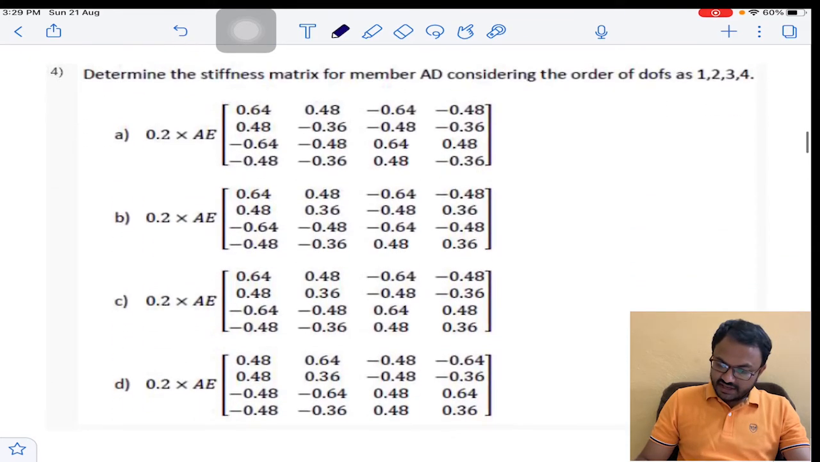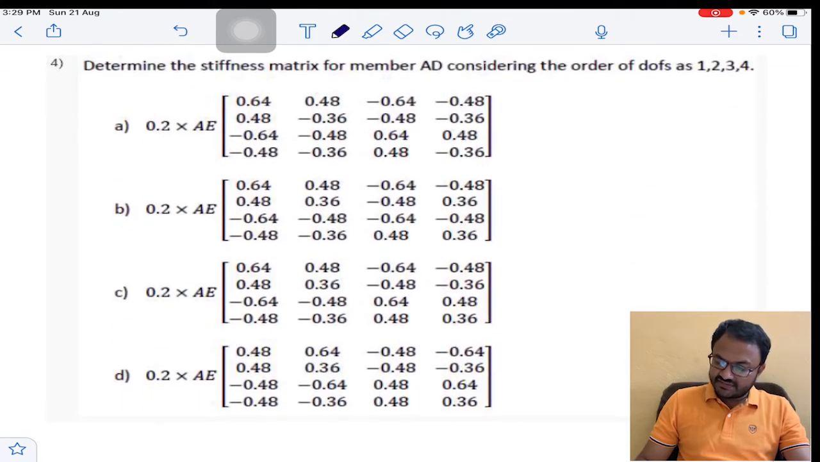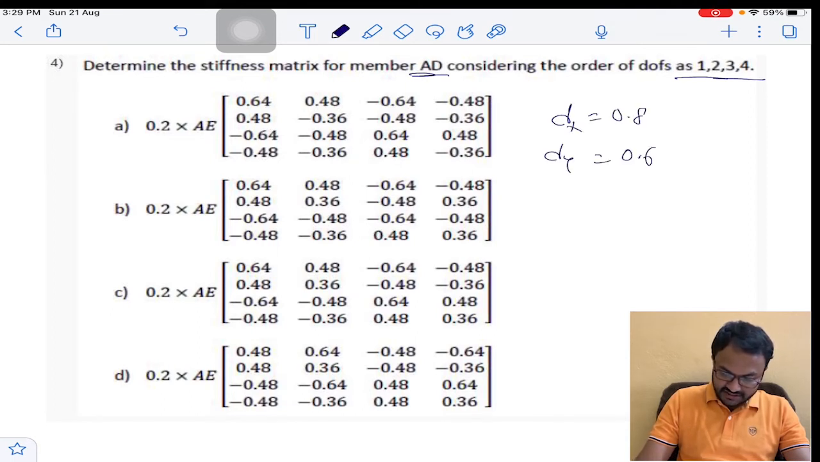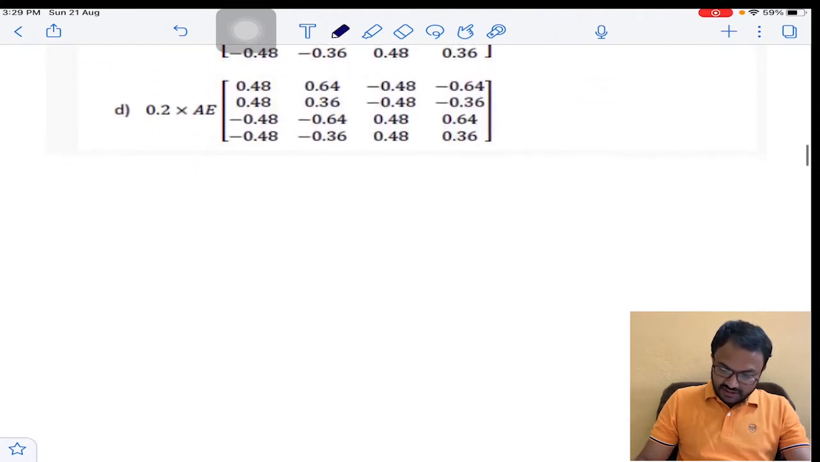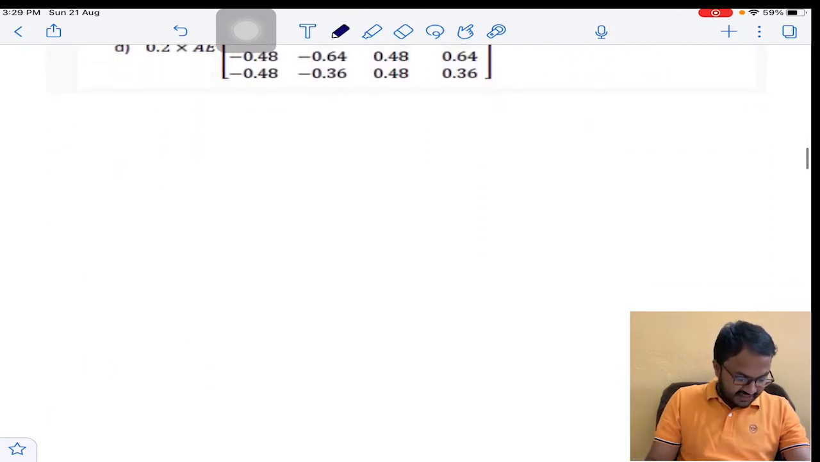Next question. Determine the stiffness matrix for the member AD considering the degrees of freedom as 1, 2, 3, 4. So you already calculated lambda x is equal to 0.8, lambda y is equal to 0.6. So stiffness matrix KAD is equal to AE by L.